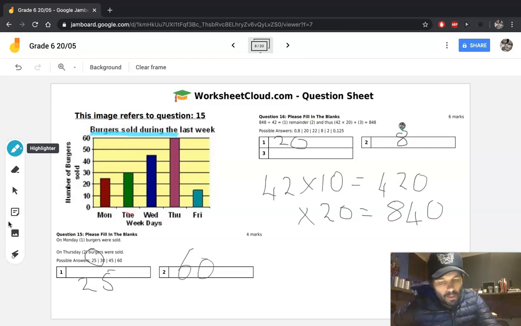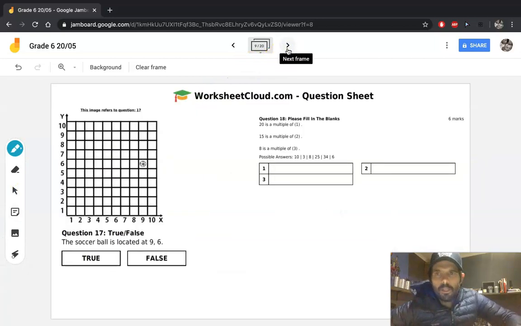okay? And this 42 multiplied by 20 plus 8 is going to give me 848. The checking strategy for question number 16 is pretty straightforward because they kind of give you the checking strategy in the question. So there's no reason to check any of your calculations here if they make sense. Okay, let's go on to question 17.